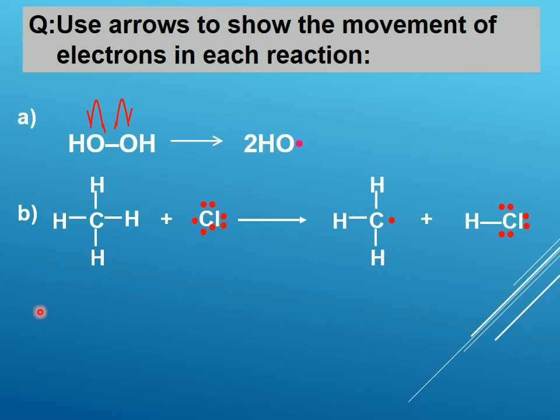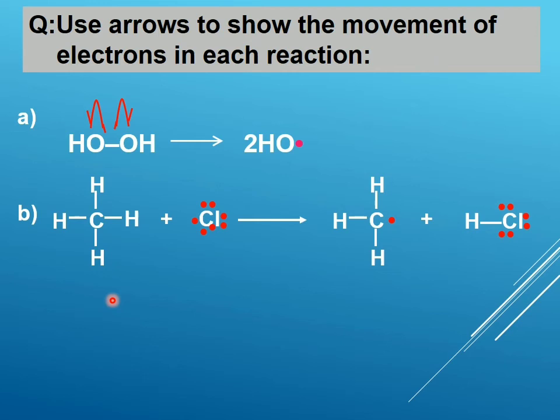And second question, my products formed are free radicals. So I have a carbon free radical and an HCl. When you have free radicals formed, normally it involves homolytic cleavage. So we will be using the half-headed arrow.